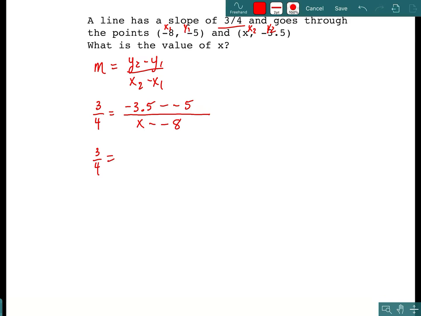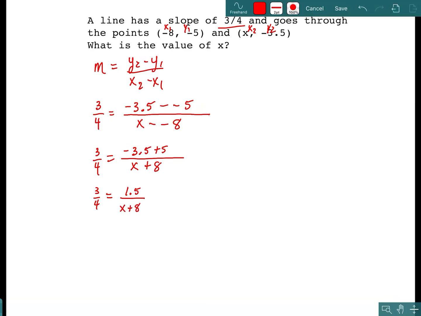Now let's make this look a little simpler. -3.5 minus -5 is just +5. x minus -8 is x plus 8. All right, and once again, we can simplify a bit more. -3.5 plus 5 would give us 1.5 over x plus 8.